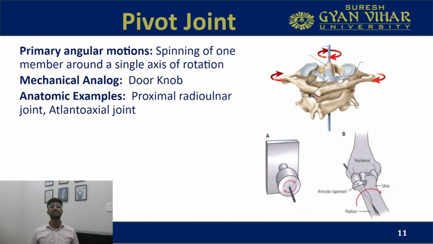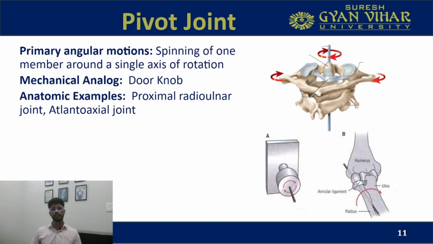Its example is the atlantoaxial joint. Atlas, which is the first cervical vertebra, and axis, which is the second cervical vertebra. And in between those two, the majority of the rotation of the cervical spine occurs. So you are doing the rotations like this, axial rotation. So this axial rotation is actually occurring at a pivot joint.